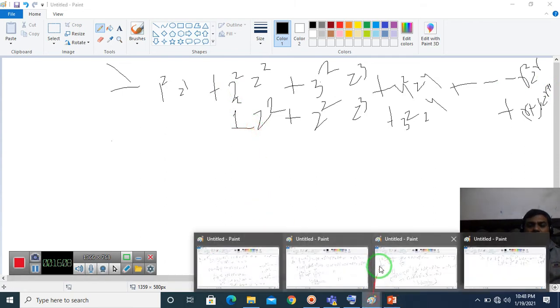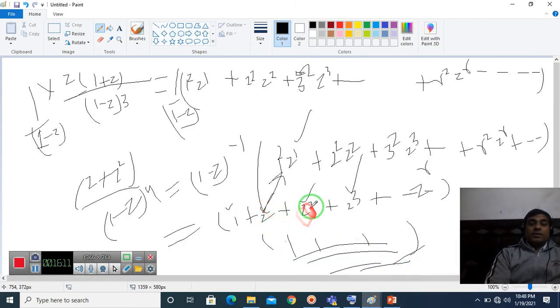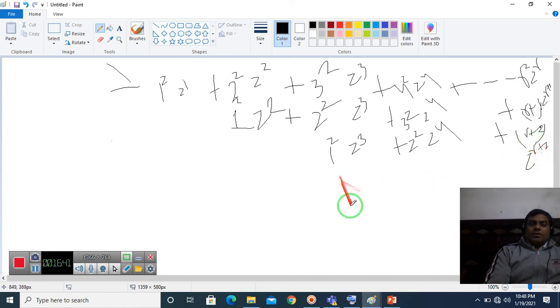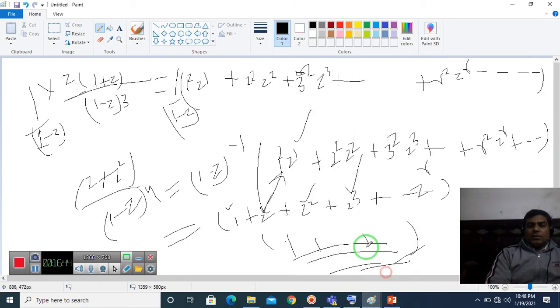Now next, you should multiply by z square, so it will increase the power of the whole series by 2. It becomes z to the power 3. So 1 square z to the power 3, 2 square z to the power 4, similarly (r plus 2) square z to the power r plus 2. Similarly, when you multiply the whole series by z cube, it becomes z to the power 4, 1 square.